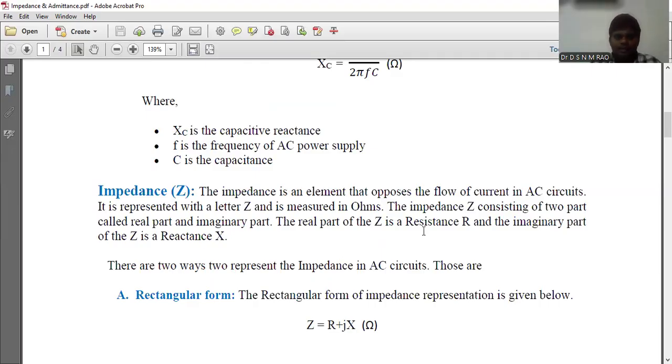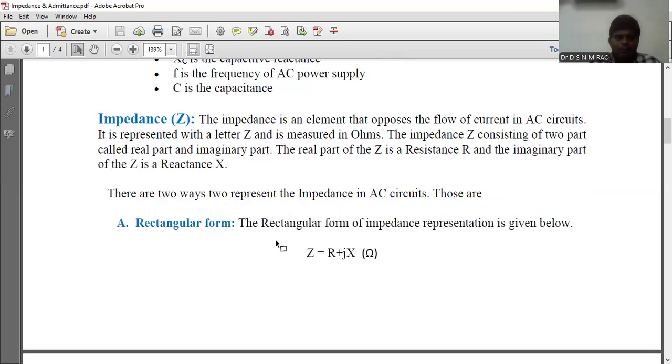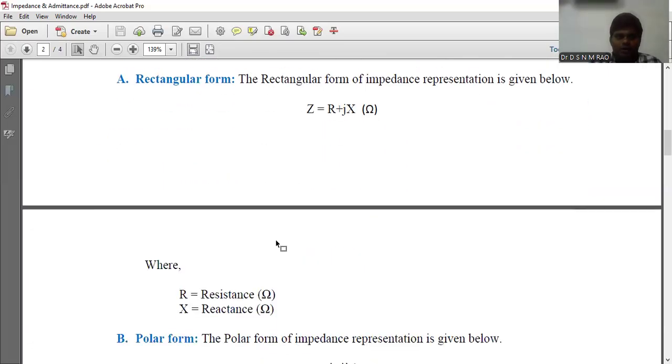The impedance consists of two parts, namely the real part and the imaginary part. Resistance is the real term, whereas reactance X is the imaginary term. Impedance can be represented in two ways: one is the rectangular form, and another one is the polar form.